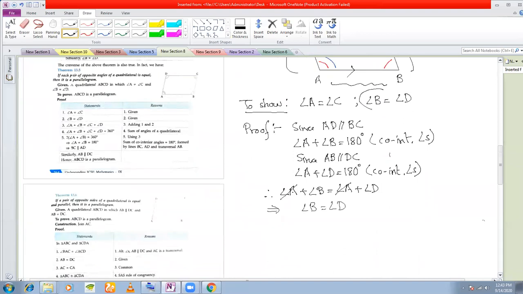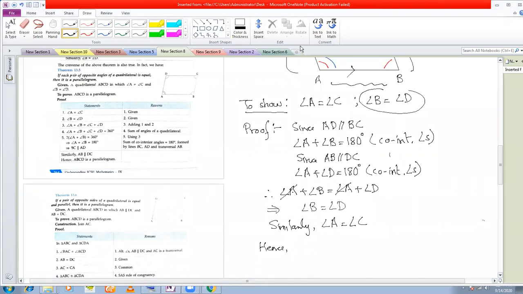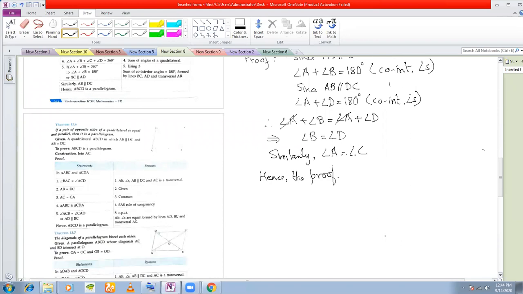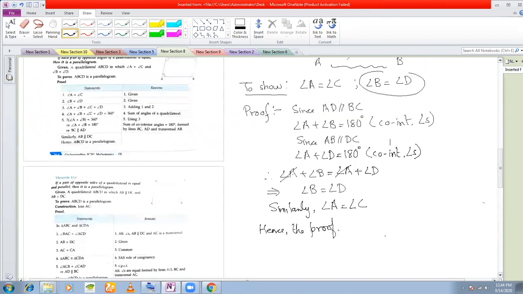So I've proved angle B is equal to angle D. I've already proved this, right? So similarly, we'll say similarly, angle A is equal to angle C. Okay, hence the proof, or you simply write proof. Fine. So this was a fairly simple proof. Okay, we now come to the next theorem.